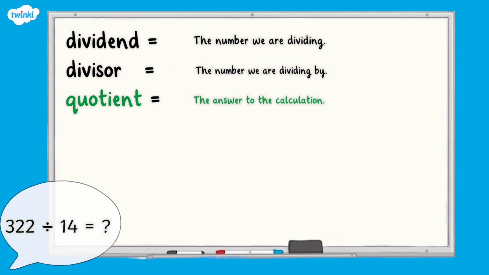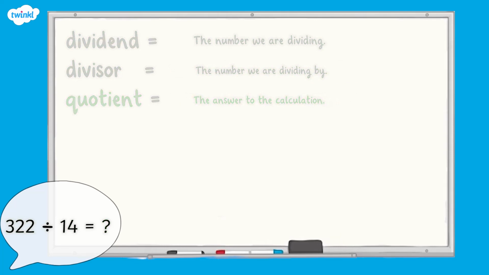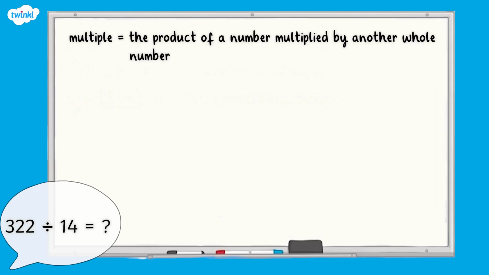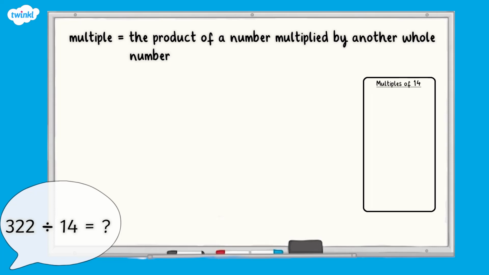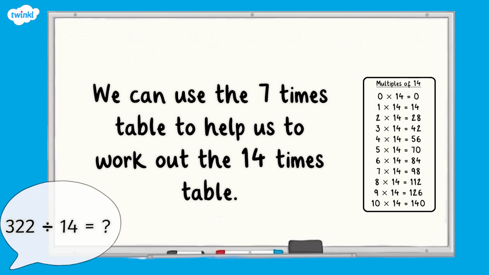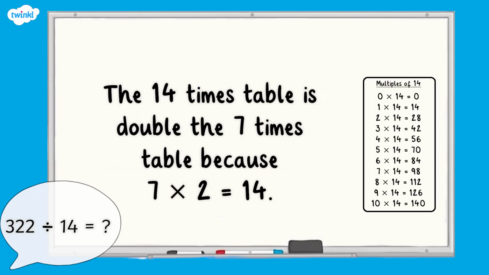When we divide by a two-digit number, it's a good idea to list the first 10 multiples of our divisor first, so we have these facts to hand. Here are the first multiples of 14 up to 10 times 14. To do this, think about the times tables and maths knowledge that could help you. In this case, the 7 times tables is really useful, because if you double 7, you get 14. So the 14 times table is double the 7 times table. These multiples of 14 will be really useful when completing our division calculation.